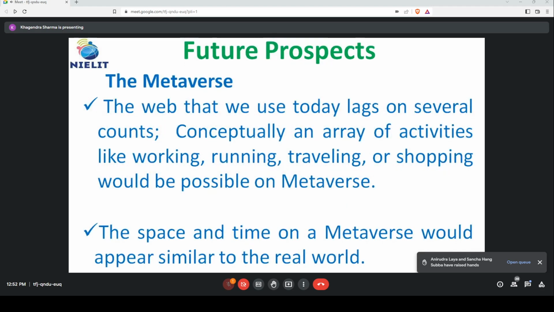Now the most important thing that is going to happen, the main revolution that we are going to see, is something called the metaverse. All of you are aware, Facebook has already changed its name to Meta, right? So similarly, there will be several metaverses. Who will rule that is a different thing. But a lot of players are already involved in the metaverse.